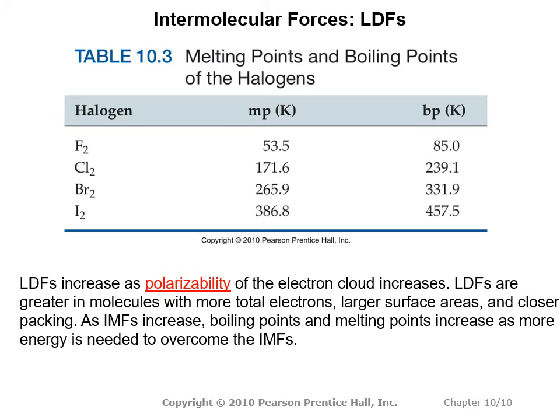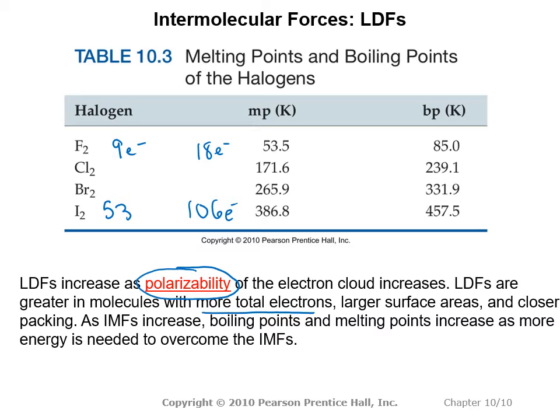The London dispersion forces increase as the polarizability of the electron cloud increases. So the London dispersion forces are going to be greater in molecules with more total electrons. And let's take a look at just the total electrons here. Fluorine has 9 electrons, so in total, a fluorine molecule has 18 total electrons. Whereas if we compare it on the other end with iodine, iodine has 53 electrons, so that would be a total of 106 electrons in the molecule.